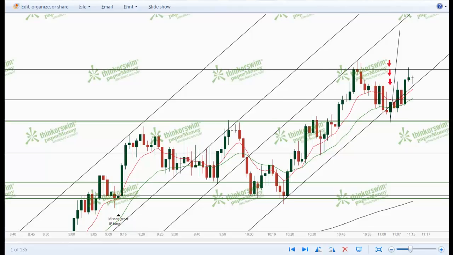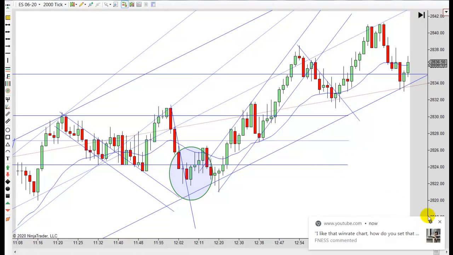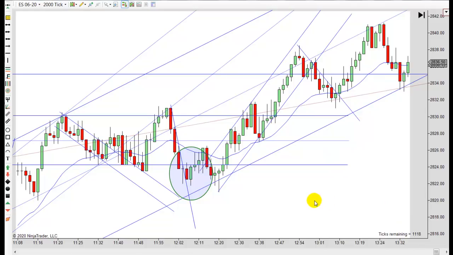But anyway, you can see his chart here, he doesn't have nearly as many details in his chart as I do. There's one more look at my chart. So anyway, I thought that would be helpful to put that up.